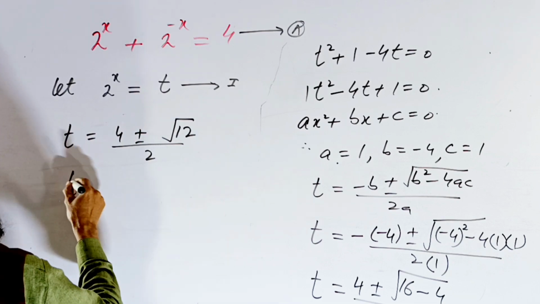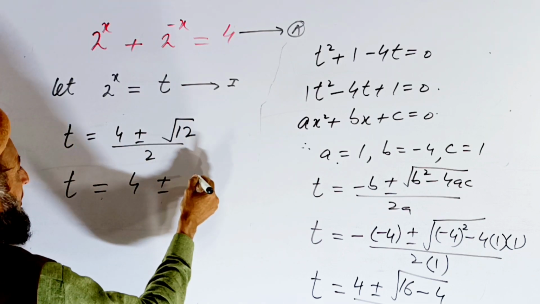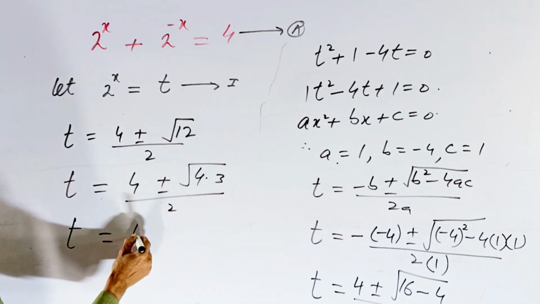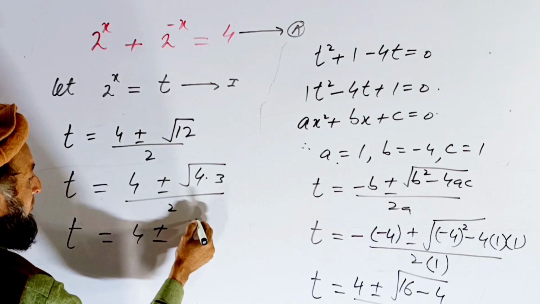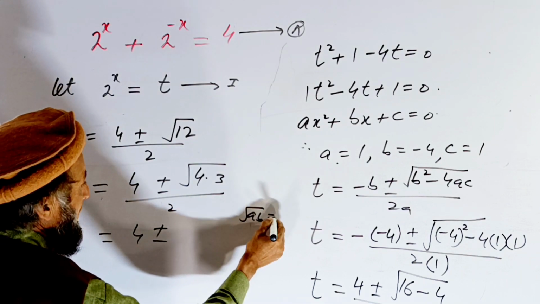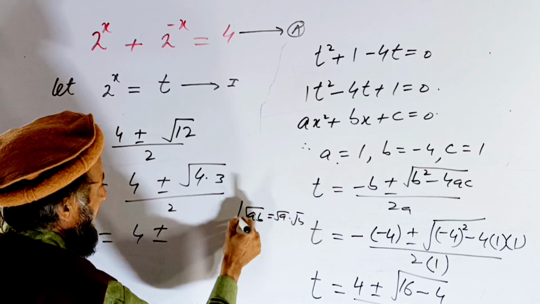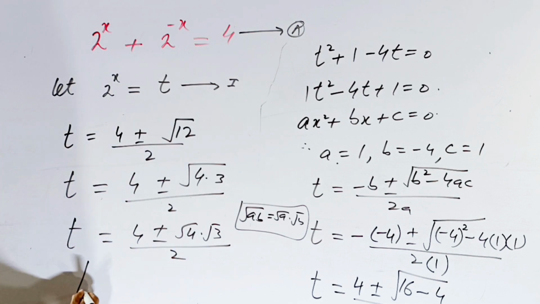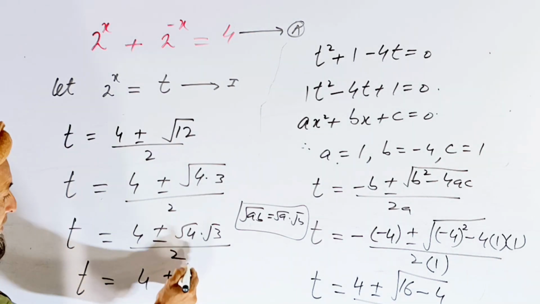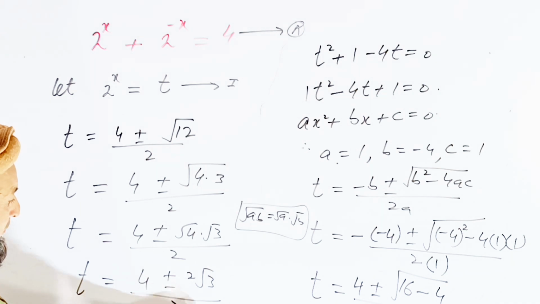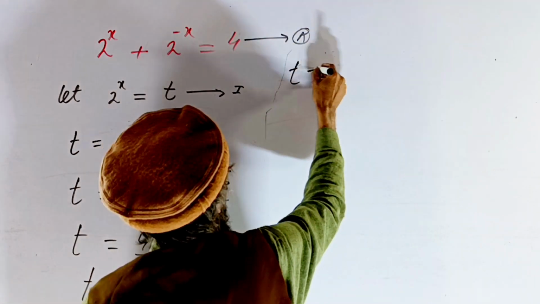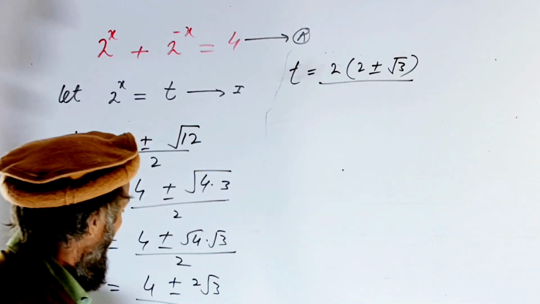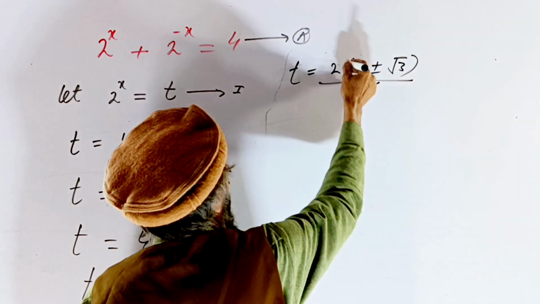We can write 12 as 4 multiplied by 3, so t = (4 ± √(4 × 3)) / 2. According to the property, the square root of ab is the square root of a times the square root of b. So √4 times √3 gives 2√3, and t = (4 ± 2√3) / 2. Taking 2 common, the 2s cancel each other.